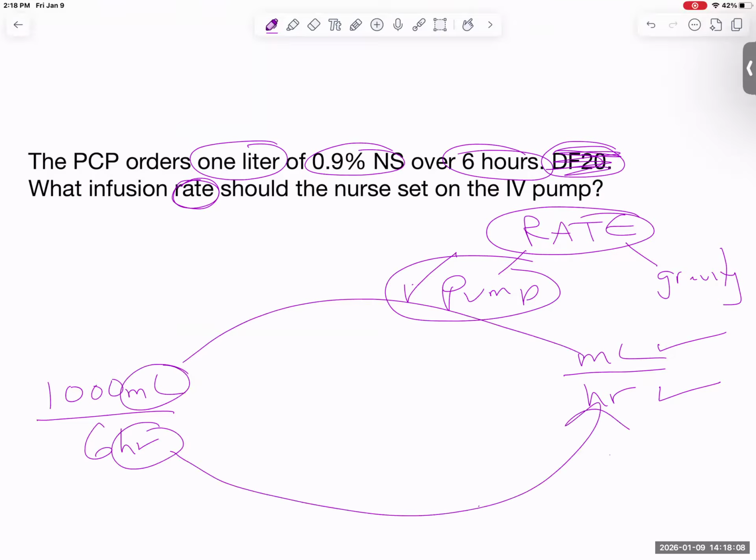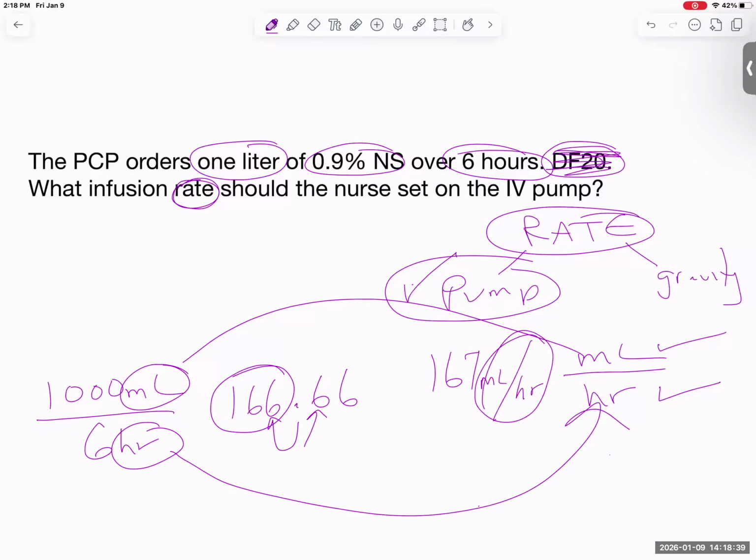When I do my math, I'm going to put 1,000 divided by 6, and that will give me 166.66. When I have a computer, I'm going to follow the rounding rules. Anything greater than 10, I round to the whole number. I look to the right, it's 5 and up, so this number will become 7. So I will put into the IV pump 167 milliliters per hour. Don't forget the full unit of measure. If the unit of measure is wrong, you lose all 5 points.